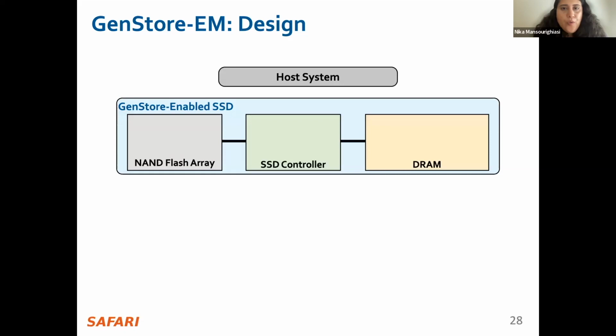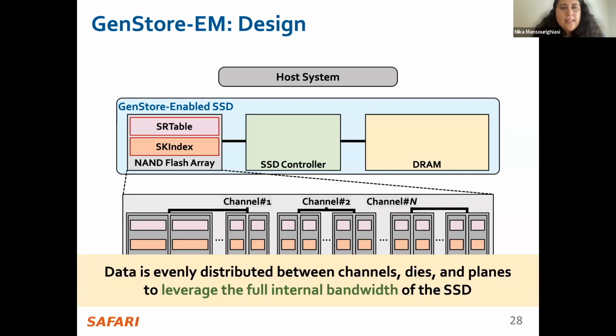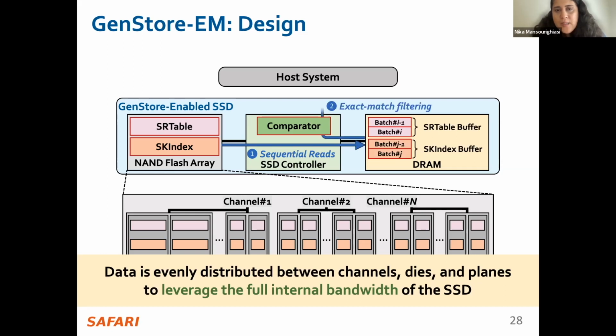So now I show the overall operational flow of GenStore-EM with the sorted read table and sorted k-mer index in the NAND flash memory distributed across channels and dies. And since they're evenly distributed across channels, dies, and planes, we can leverage the full internal bandwidth of the SSD. And then we also have the comparator logic located on the SSD controller. So GenStore-EM consists of 2 steps. Step 1 reads the 2 data structures from NAND flash chips to the SSD's internal DRAM in a batched manner. And step 2 performs exact match filtering within each read batch using only simple comparator logic.